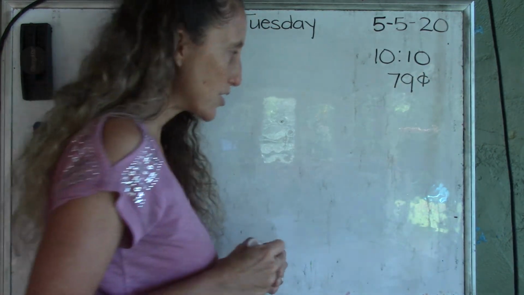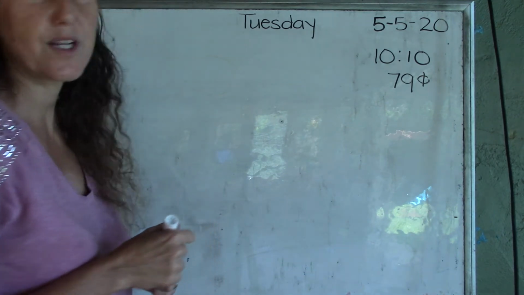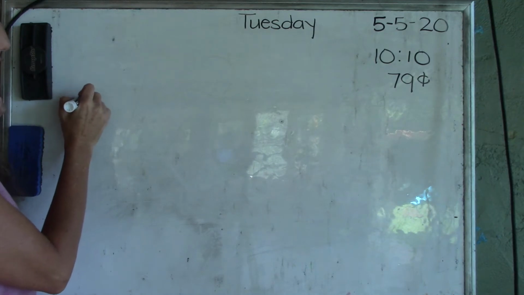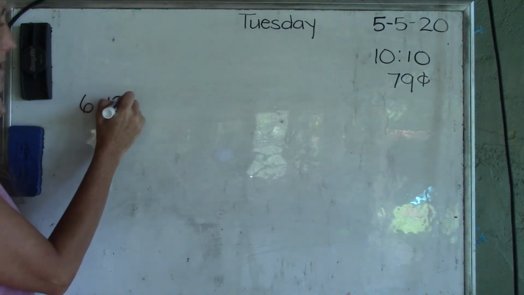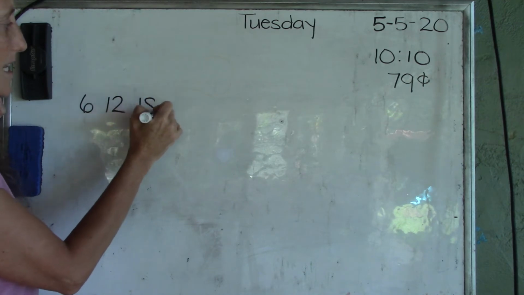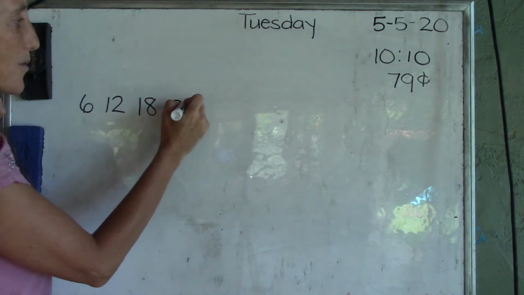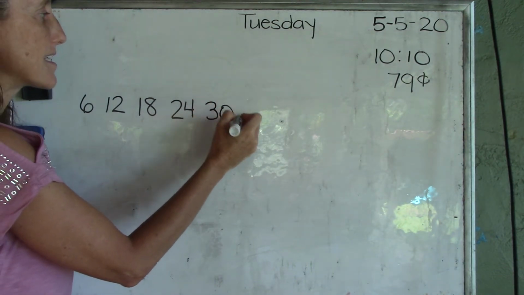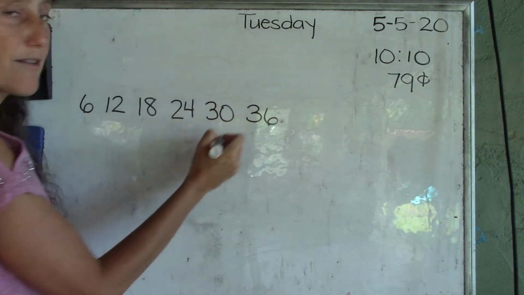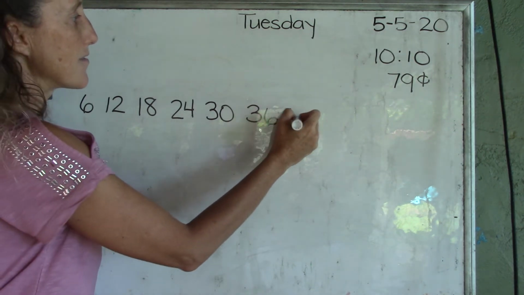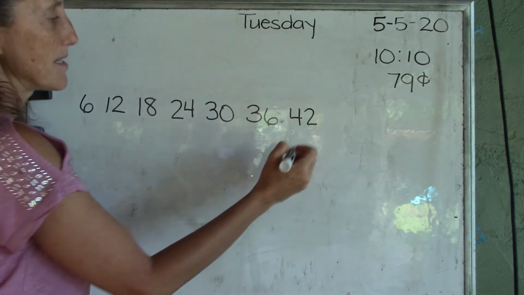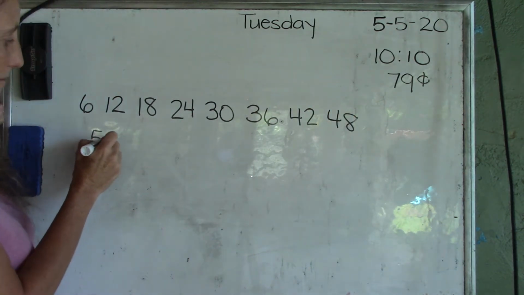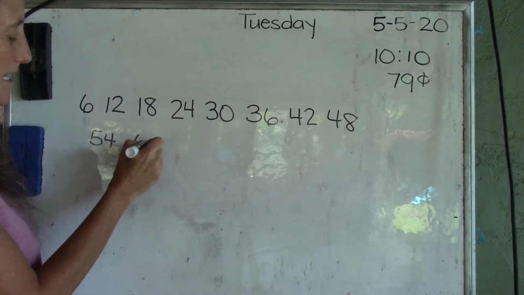And we write it 79 cents, just like that. Okay, let's do our 6s. We're working on our 6s. I'm going to start back here. Here we go. 6 times 1 is 6. 6 times 2 is 12. 6 times 3 is 18. 6 times 4 is 24. That rhymes. 6 times 5 is 30. 6 times 6 is 36. That rhymes too. 6 times 7 is 42. 6 times 8 is 48. 6 times 9 is 54. And 6 times 10 is 60.